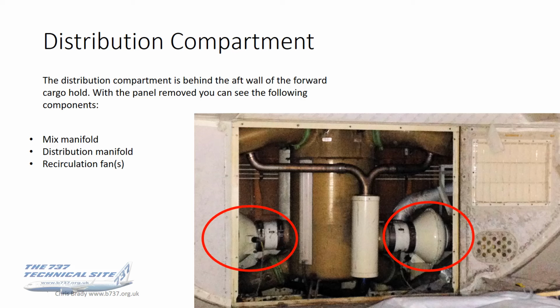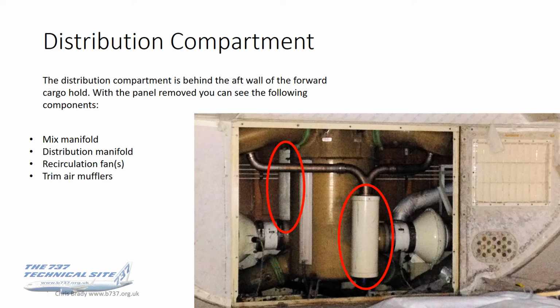These two units are your recirc fans. That's what they actually look like. These two are trimmer mufflers, so you know, just looks exactly the same to me as an exhaust pipe on a car, and the mufflers do exactly the same function. They keep the noise levels down.